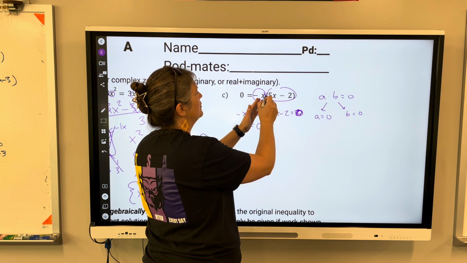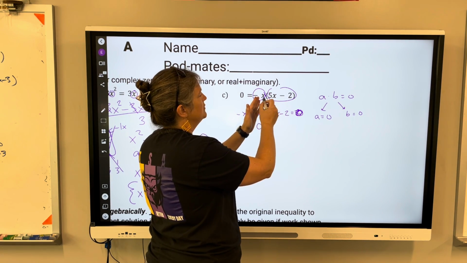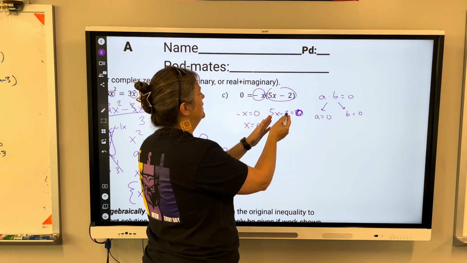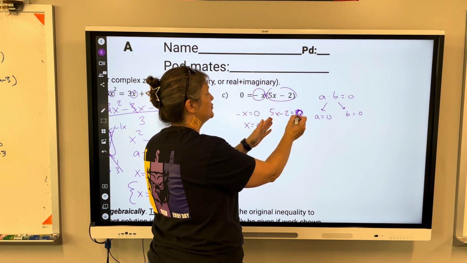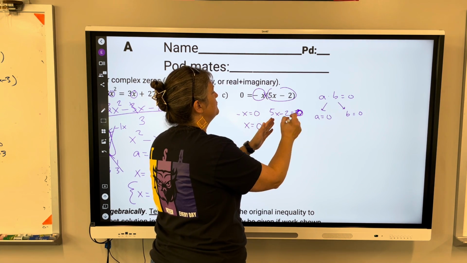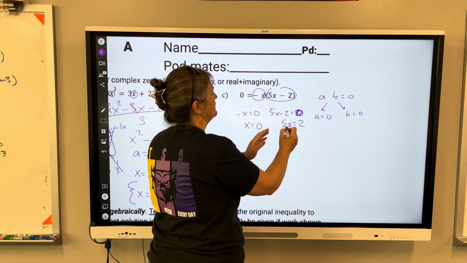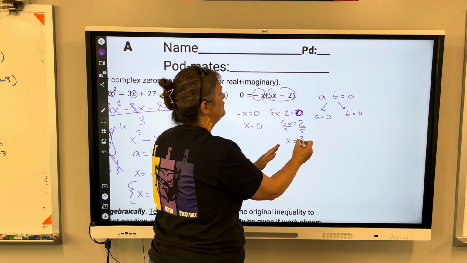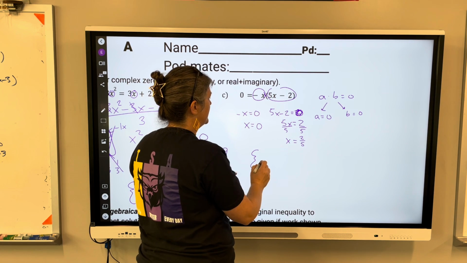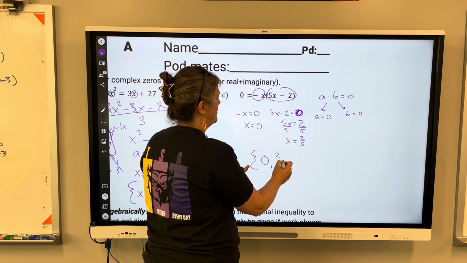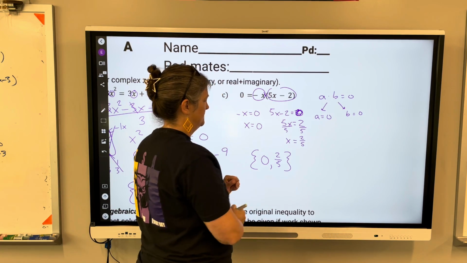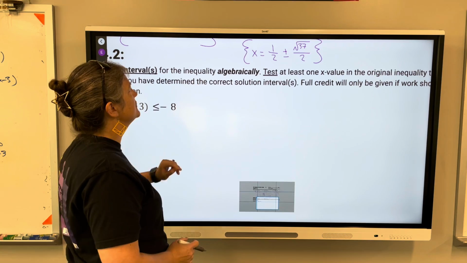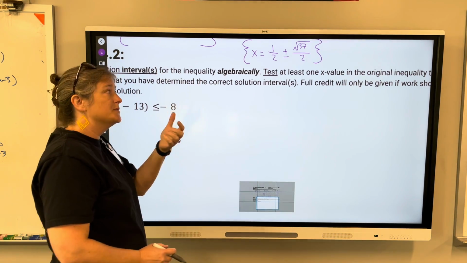When x is 0, it is negative 0 times negative 2, which is 0, because I multiplied by 0. And then if I find the x that makes this true, I'm golden. So 5x equals, I add 2 to both sides, I divide by 5, and I get x equals 2/5. So my solution set is 0 and a positive 2/5. Those are it, all done. 3 different solution strategies for 3 different forms of given.